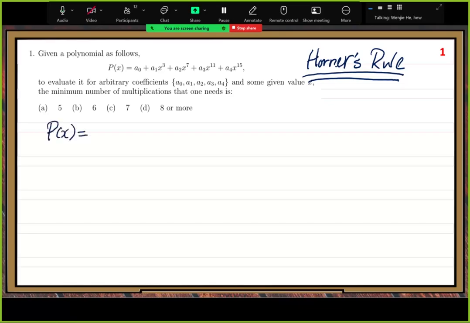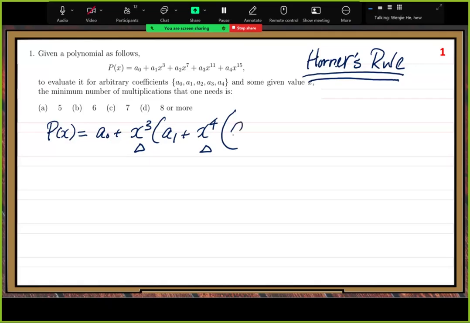that factorization explicitly. First factorization, x cubed. You factor it out, inside parenthesis a1, then x to the fourth. This place is slightly different from our original Horner's rule because the power function x cubed is different from the power function x to the fourth. That's slightly different.